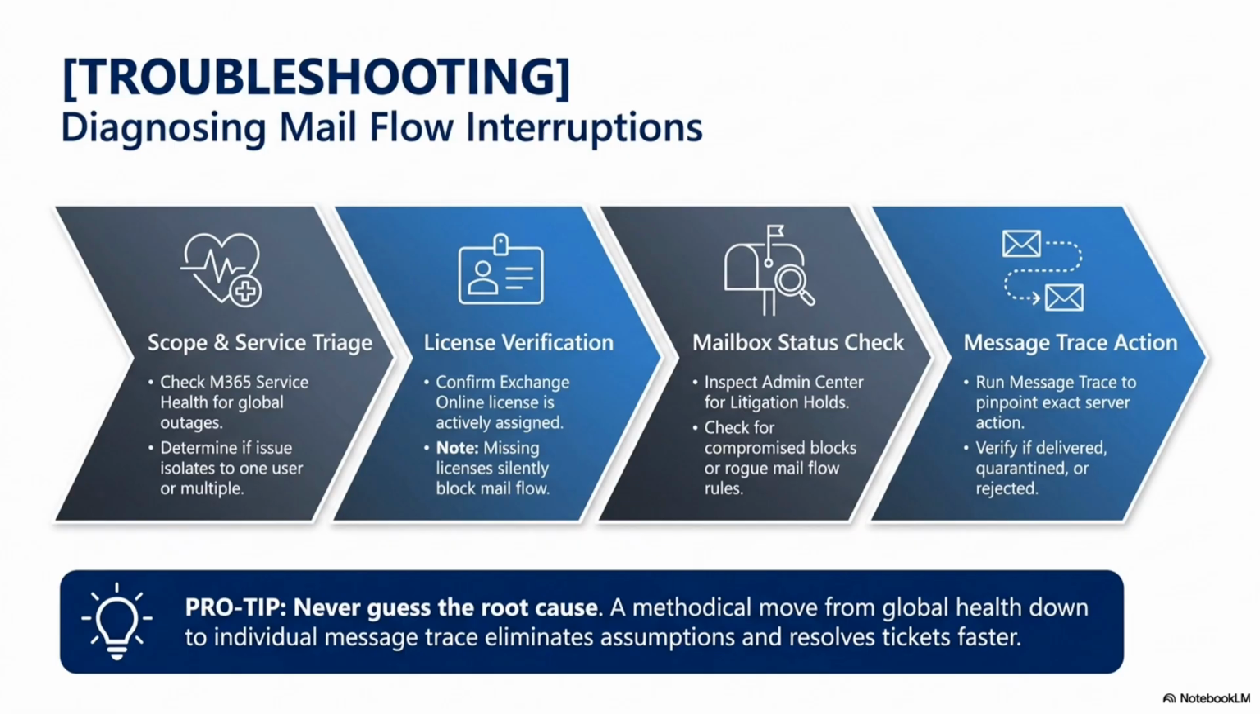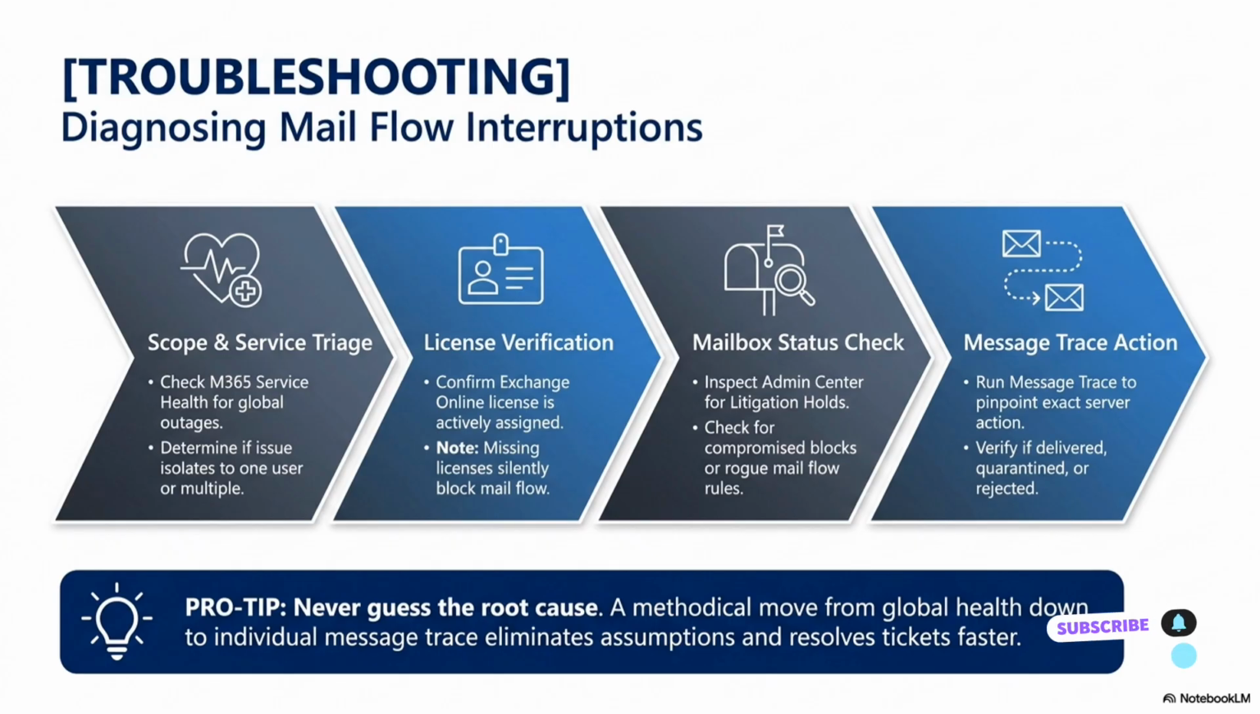Diagnosing mail flow interruptions. Our first topic is one of the most common tickets any Microsoft 365 admin gets. A user says my email is not going out or I am not receiving anything. The key here is never jump to conclusions. Follow a proper sequence. Step 1 is scope and service check. Check the Microsoft 365 Service Health dashboard first. If there is a global outage, then find out if this problem is happening to one user only or to multiple users.